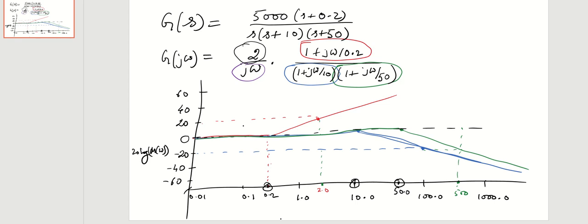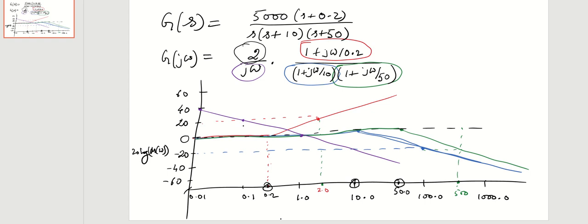And finally we have the purple one. So what's the purple one going to be like? It's going to intersect at this point, isn't it? And 1 decade below, it's going to be here. And over here, it's going to be here. So this is what we are essentially looking at. So now we have our asymptotic plot.